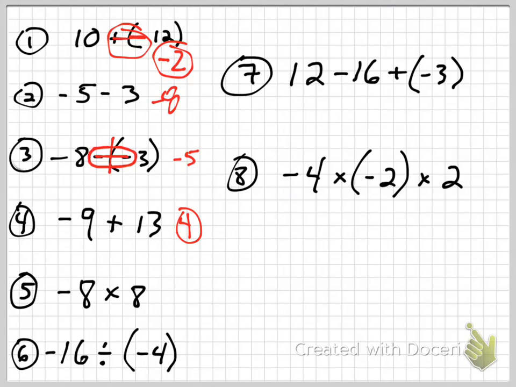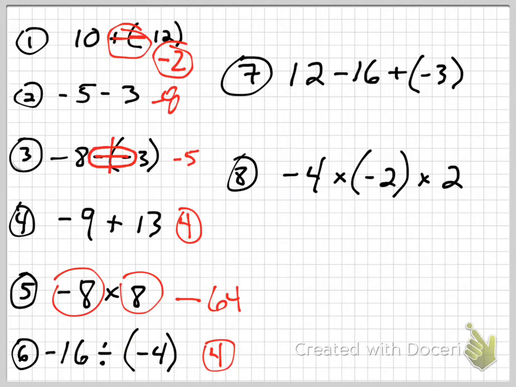Number 5. Negative 8 times 8. A negative times a positive is a negative. 8 times 8 is 64. Number 6. A negative divided by a negative. A negative divided by a negative is a positive. 16 divided by 4 is 4.